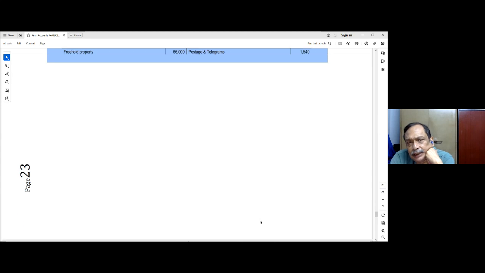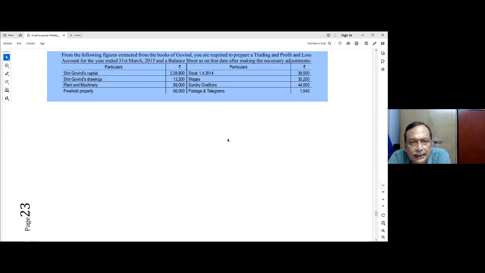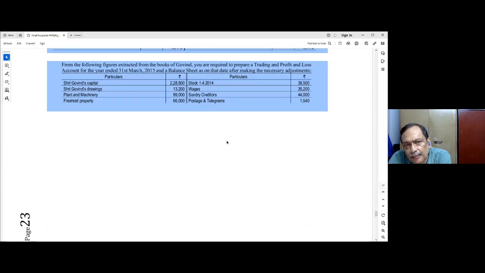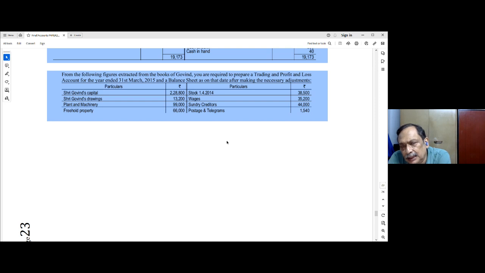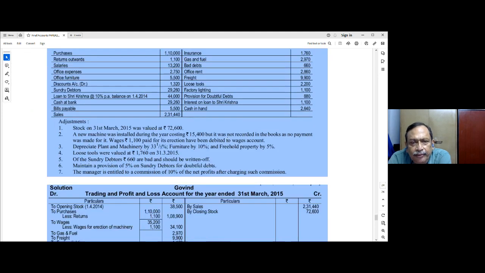You see, trial balance is not given here. Only the balances which are extracted from the books are given. Hence, you have to first see whether trial balance is agreed or not. So taking separately for debit items and credit items. Okay, that you have to check first. Then we are having different adjustments.